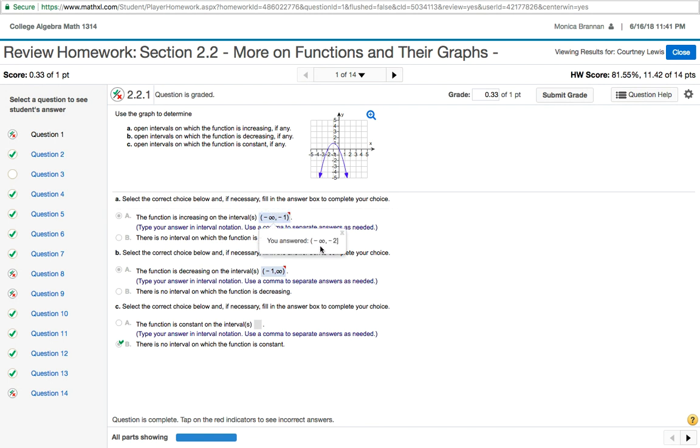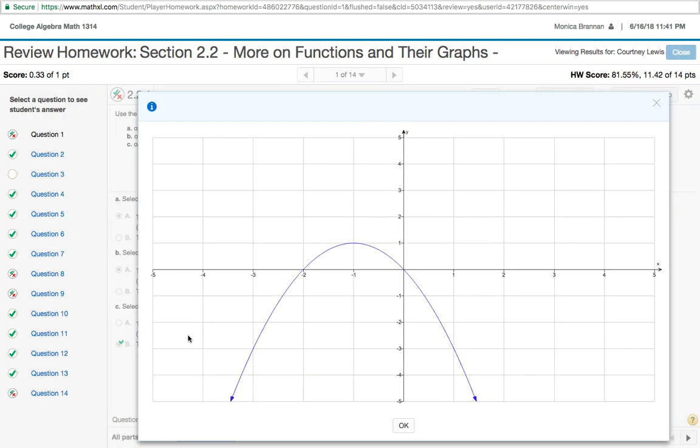And you answered negative infinity to negative 2. Remember that we can't use a bracket when we're talking about intervals of increasing and decreasing, because at that particular point, it isn't increasing or decreasing. It's just at that point. So we can't have a bracket. Let's look at this picture. You're good on the negative infinity.